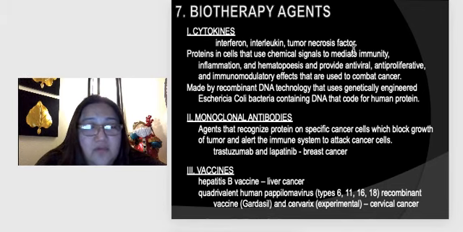Monoclonal antibodies are very effective for breast cancer. Pero magaling siya, syempre, if you detect cancer at the early stage. The third type of biotherapy agents are actually vaccines. These vaccines are effective para sa mga cancer believed to be caused by viruses, one of which is liver cancer. Liver cancer may be caused by the hepatitis B virus. So, having hepatitis B vaccine will prevent liver cancer.